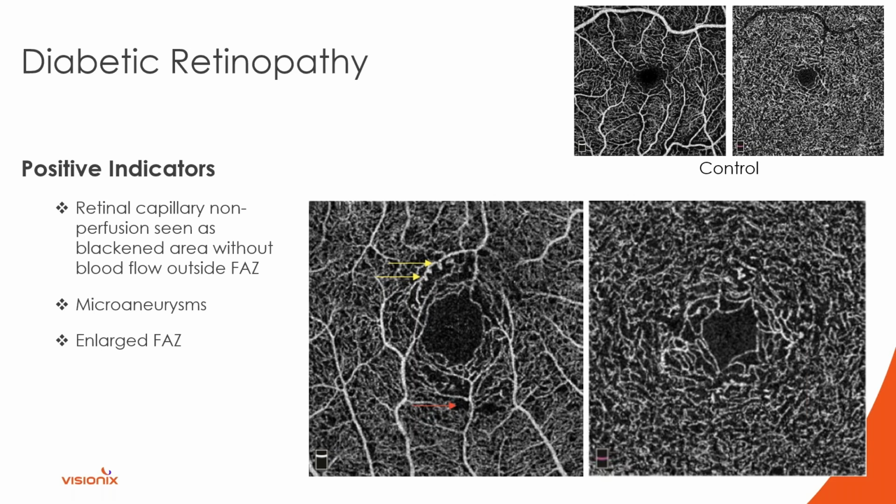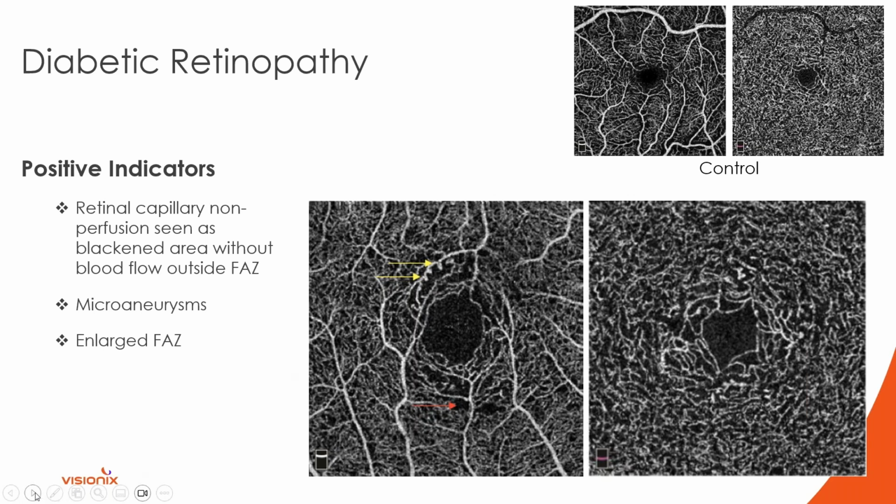So you can see a patient and tell them that they are doing really, really well. And I'm going to show you an example. And then you go and you do angiography and you're like, oh my God, there's so much non-perfusion here. That basically means that that patient is going to go on to develop retinopathy in a matter of time.